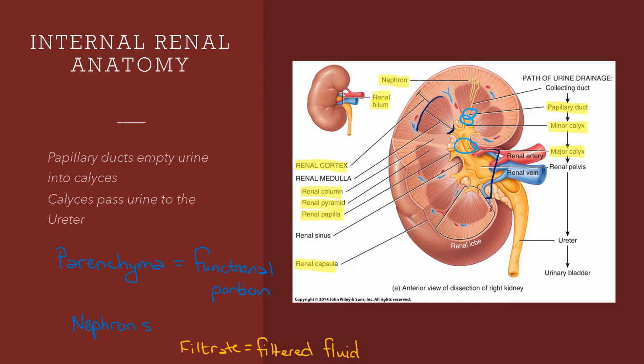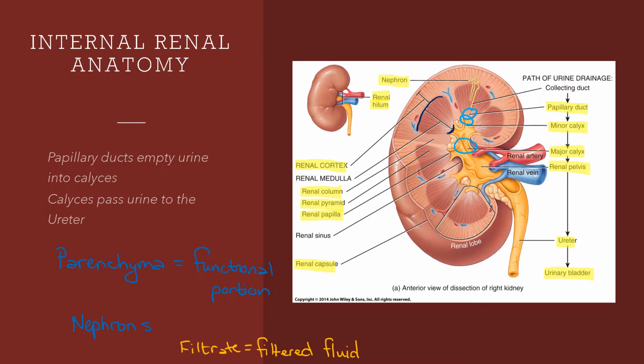The minor calyces will receive urine from the papillary ducts of one renal papilla, and it delivers it to the major calyx. Now, from the major calyces, urine will drain into a single large cavity called the renal pelvis. It's going to be right there. And then from there, urine will drain through the ureter and then to the urinary bladder.